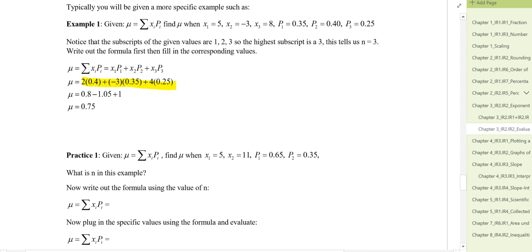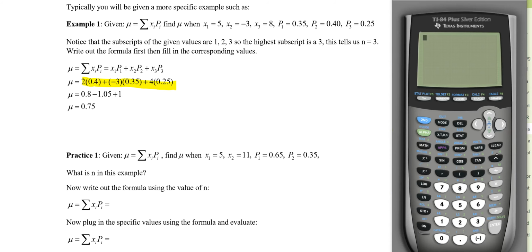Let me show you how to type that step in your calculator. Let me clear first. So I'm going to type 2 times 0.4 plus negative 3. Negative 3 is a negative number here, so I'm going to put parentheses around it, negative 3 times 0.35 plus 4 times 0.25. Right? So I will get 0.75. So mu equals 0.75.